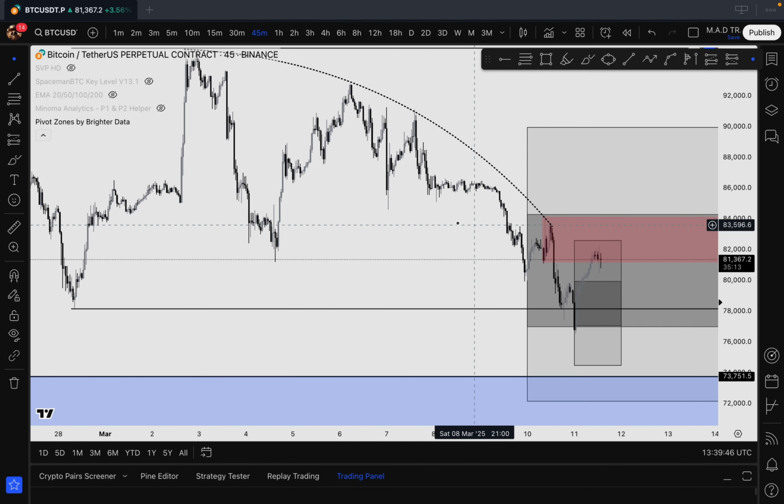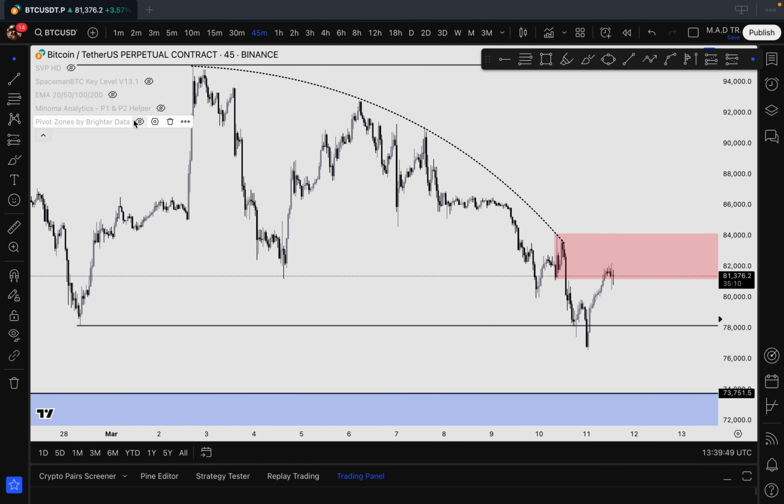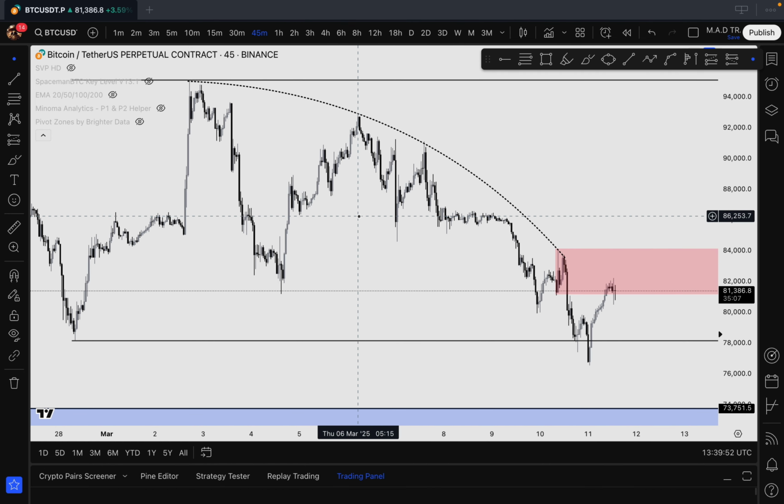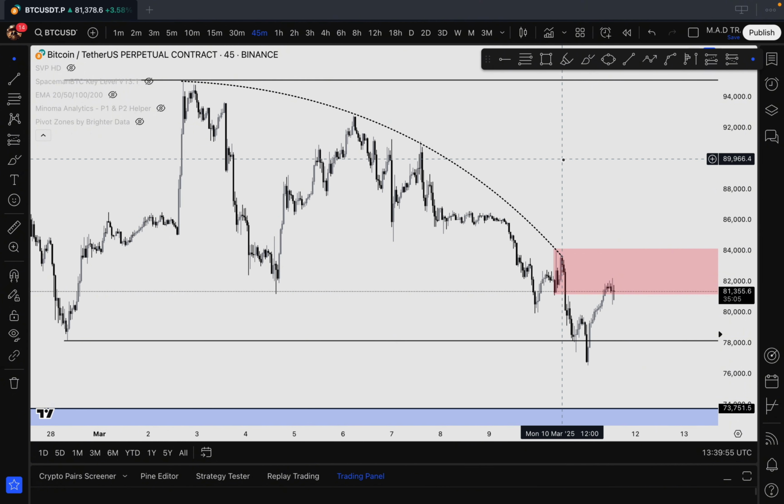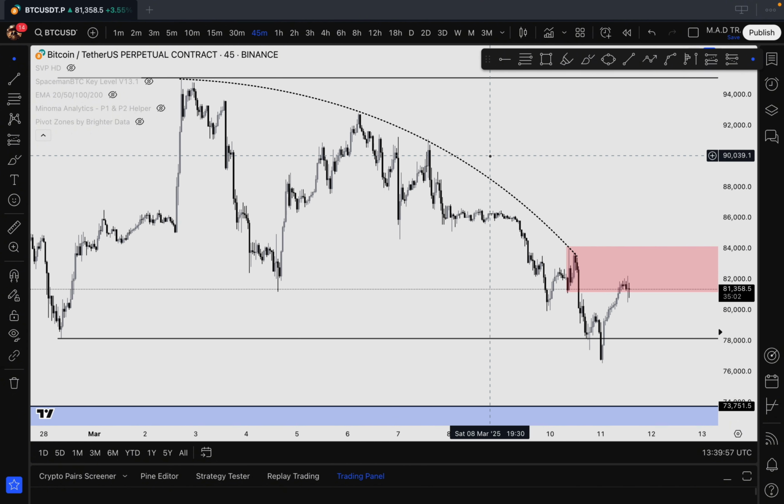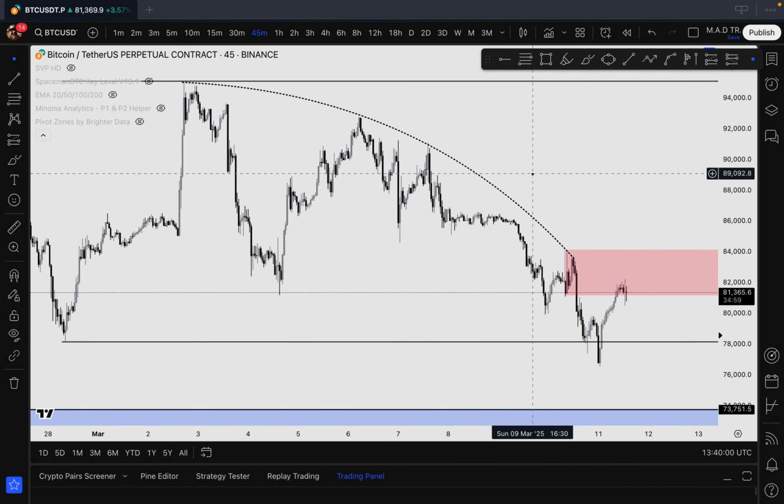Here you can quickly see it already. This is a very easy and quick way to identify POIs on the chart. I basically use it every day to see what it shows me. So let's get into it.